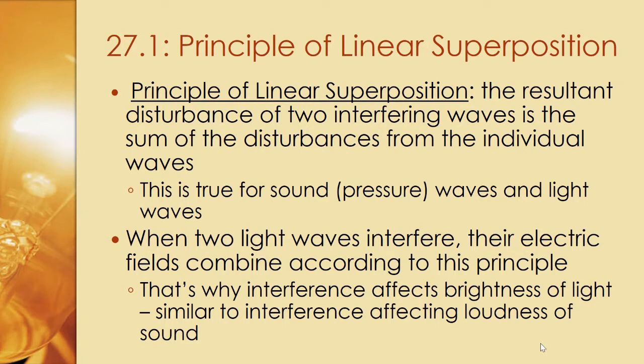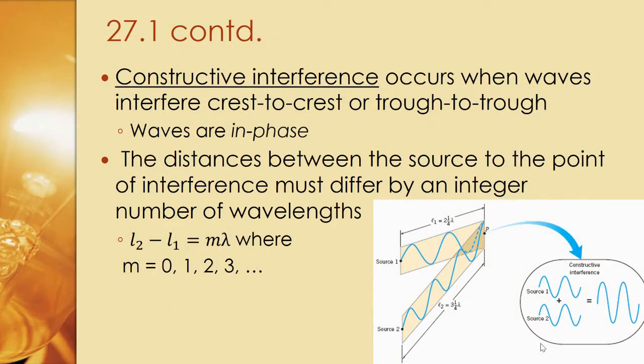For light, with constructive interference, you'll have a light that is brighter. For destructive interference, you would have an area of darkness, or at least the light would be dimmer. So constructive interference, to recap, is when two waves interfere crest to crest or trough to trough. We would say that those waves are in phase.